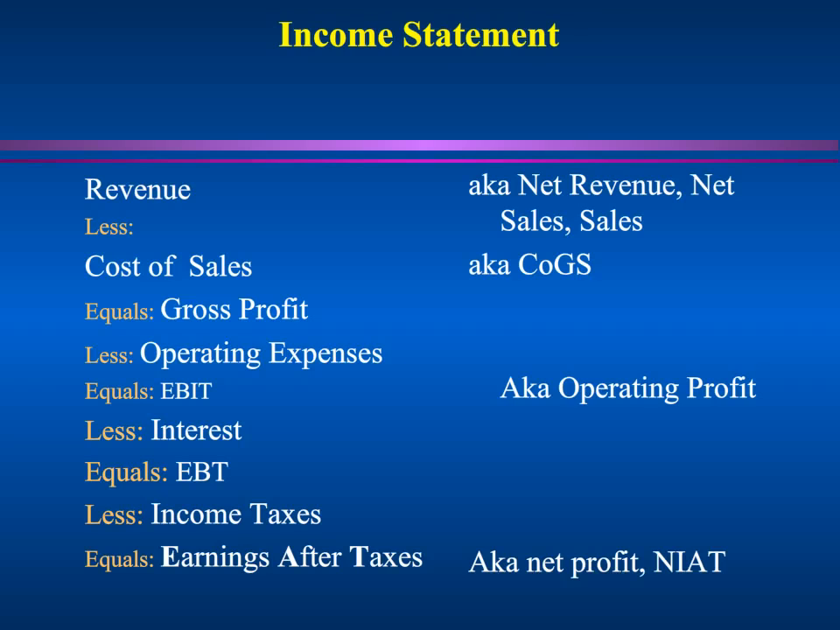So revenue minus our cost of sales gives us our gross profit, minus our operating expenses gives us operating profit, or depending on what format you are using, it might be called earnings before interest and taxes. Then we take out interest, which gives us earnings before taxes, and then we take out income tax, which gives us earnings after tax or net profit. Again, depending on what you're used to or what your accountant's used to.